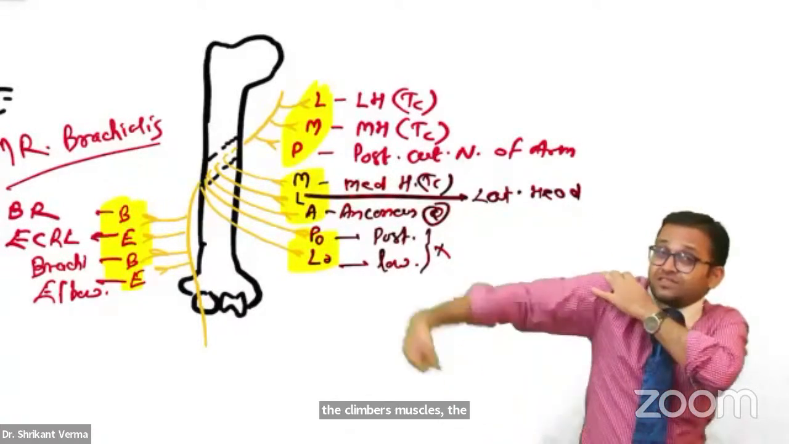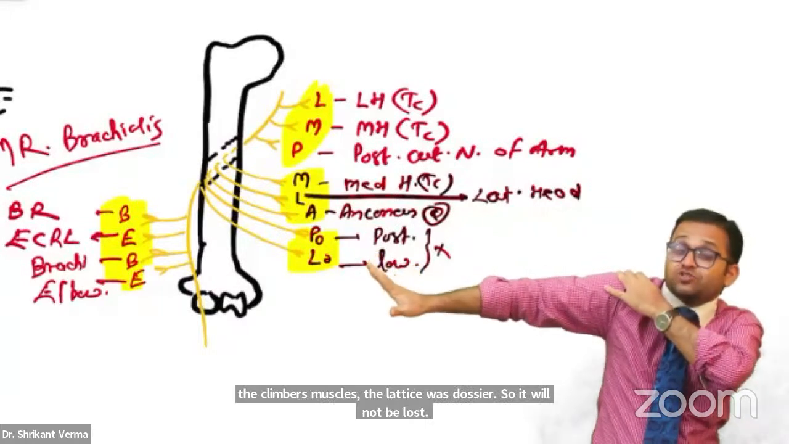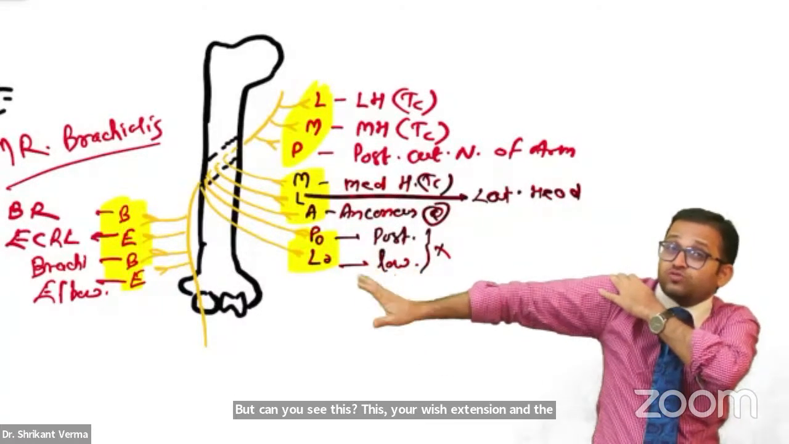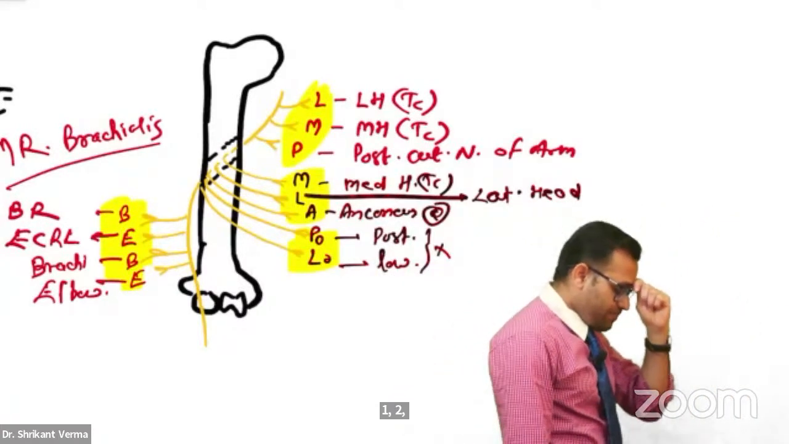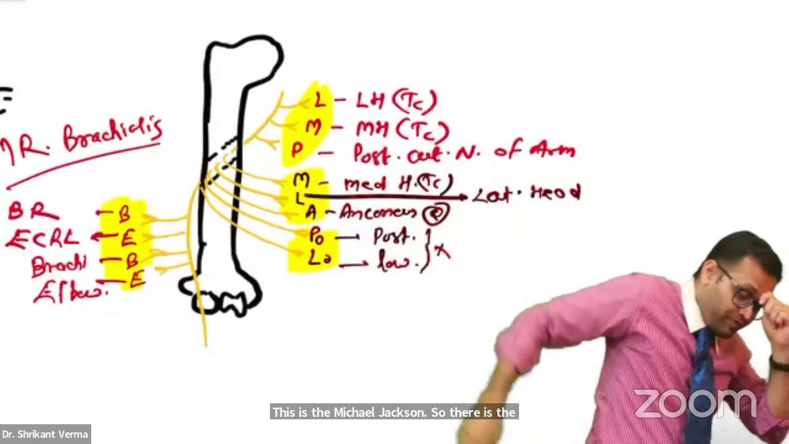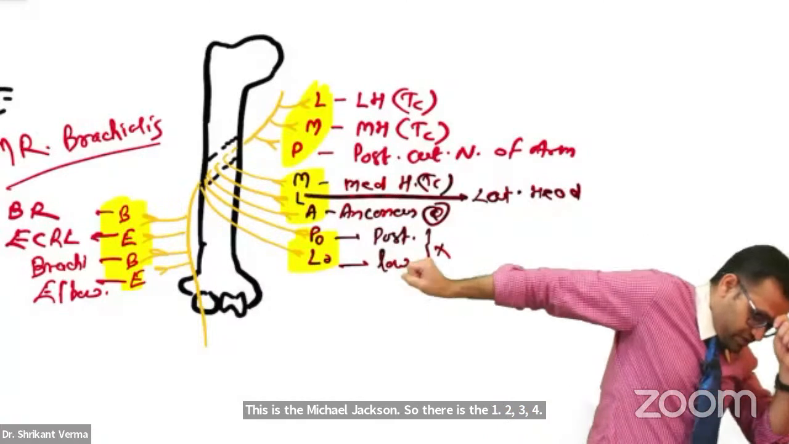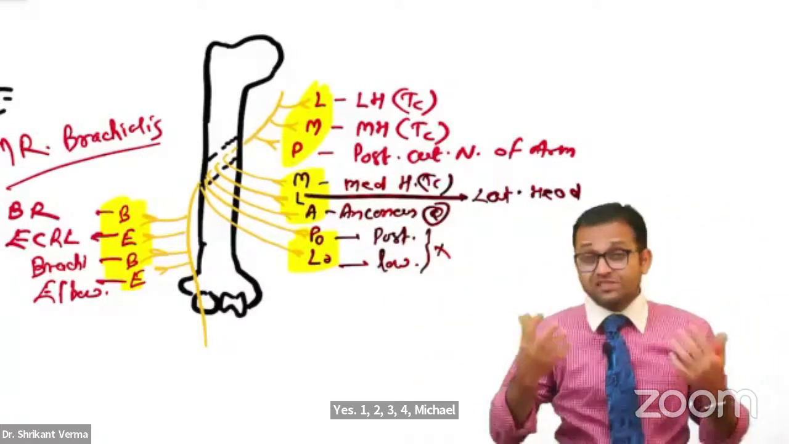But can you see this elbow extension, this wrist extension and the finger extension? So these are the three extensions, 1, 2, 3, just like Michael Jackson. Do this one, this is the Michael Jackson cap. So there is 1, 2, 3, 4. I told you the four movements. Michael Jackson dancing style, radial nerve injury, high radial nerve palsy, low radial nerve palsy.